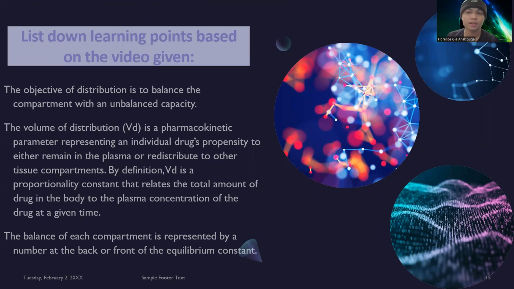with an unbalanced capacity. The volume of distribution, known as VD, is a pharmacokinetic parameter representing an individual's drug propensity to either remain in the plasma or redistribute to other tissue compartments. By definition, VD is a proportionality constant that relates the total amount of drug in the body to the plasma concentration of the drug at a given time. So the balance of each compartment is represented by a number at the back or front of the equilibrium constant.